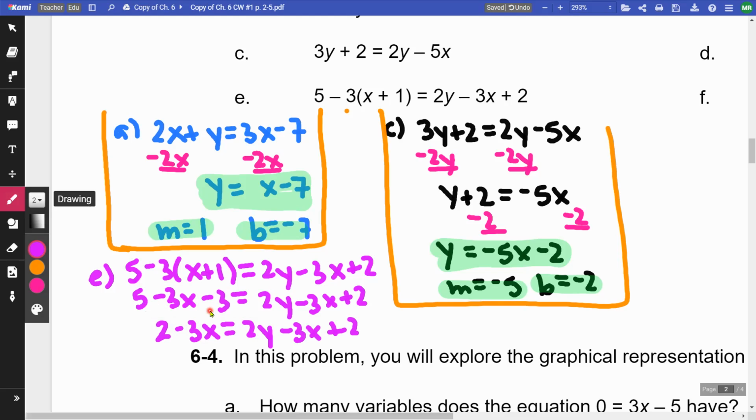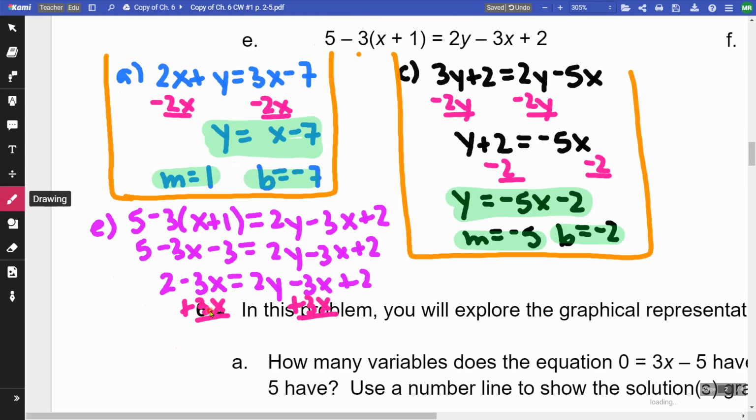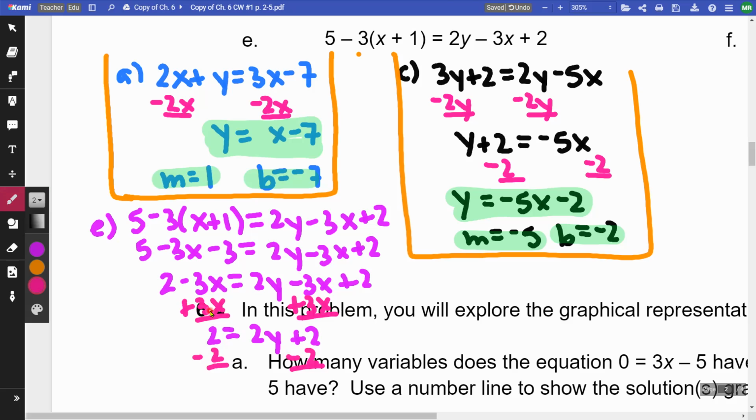I am going to add 3x to both sides. And when I do add 3x to both sides, I end up with 2 is equal to 2y plus 2. I then am going to get the 2 to the other side. So I'm going to minus 2, minus 2. When I do, I get 0 is equal to 2y.